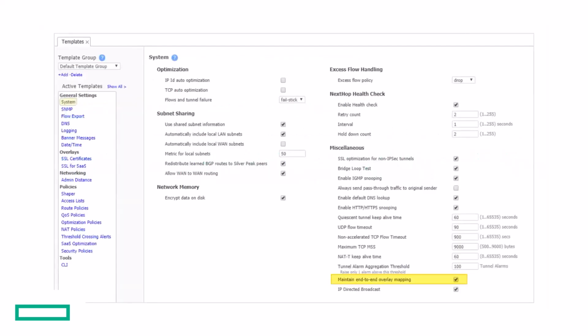So this innocuous little checkbox down here at the bottom right of the system template screen is what we're talking about: maintain end-to-end overlay mapping. That is checked by default. You, of course, can uncheck it. I don't think you should. There are very, very few situations where you're going to turn this off.